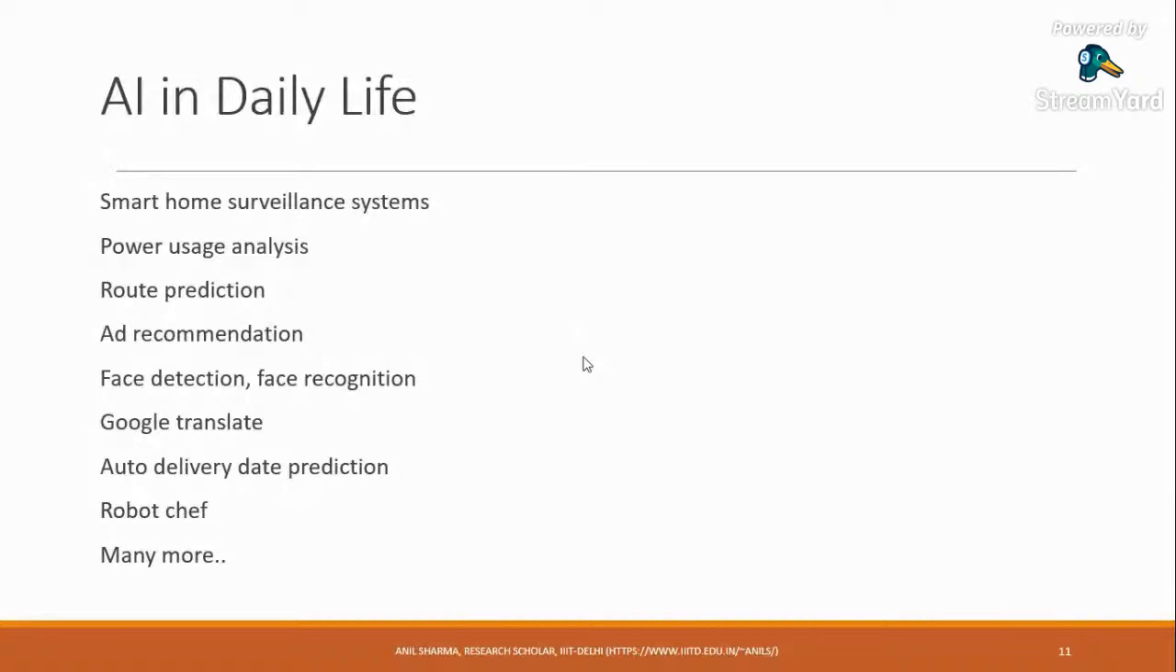Face detection, face recognition. For example, for surveillance in a smart home, you can deploy a face recognition based system, and you can identify whether an anonymous person or a known person is coming to your home. Google Translate is a good example of language translation models. Auto delivery and date prediction, robot chef, and there are many more applications that are using machine learning in our daily lives.